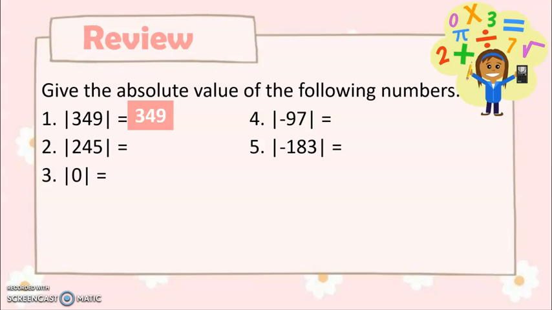Next, absolute value of 245. Of course, that is positive 245. Another, absolute value of 0. Of course, that is 0. Number 4, the absolute value of negative 97, that is positive 97. And lastly, absolute value of negative 183, that is positive 183. Okay.